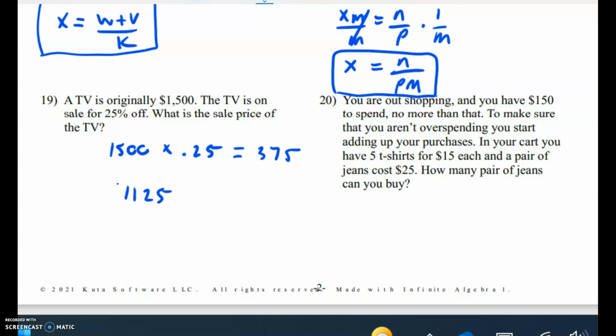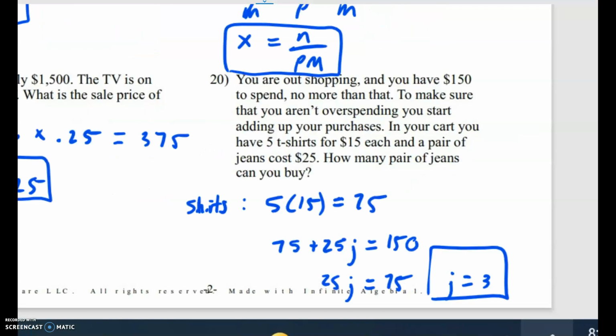All right, you guys go ahead and try the next one, and then I'll resume in a second. I went ahead and figured out how much money I'm going to spend on the shirts. So I did 5 times 15, got $75. Subtracted that from the total, and I found that the jeans, I can buy 3 pairs of jeans.